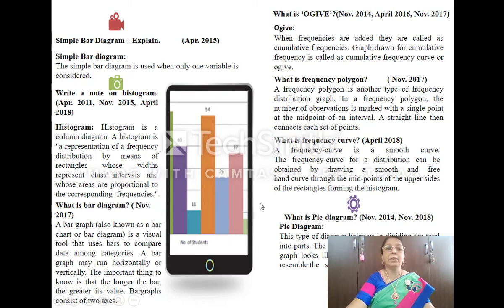A pie diagram. So a pie diagram is nothing but it looks like a pie, and it is like a pie which is cut into slices like a pizza. So that is why it gets its name as a pie diagram. So it is the total that is divided into parts.